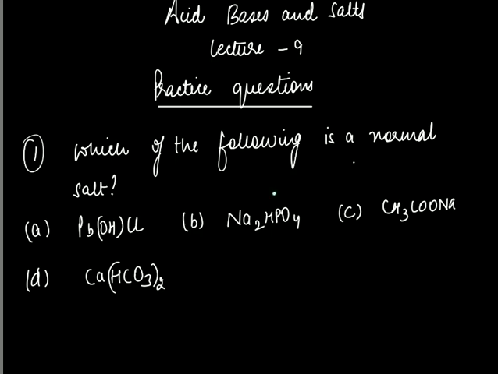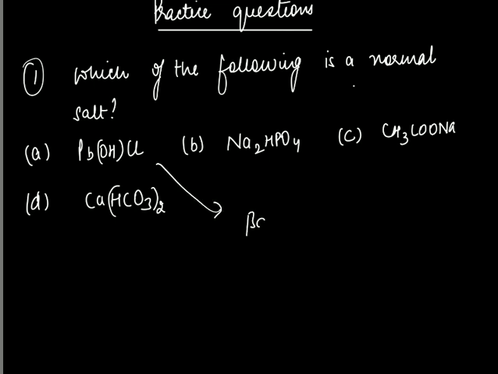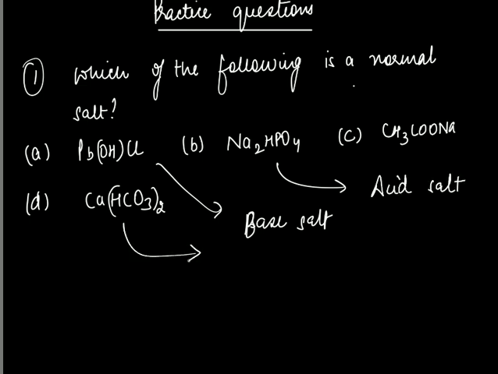Now if you see these options over here, Pb(OH)Cl has a replaceable OH ion. This has a replaceable H positive ion. And this is calcium bicarbonate, which also has a replaceable H positive ion. Any salt having a replaceable OH negative ion is called a basic salt, so this is nothing but a basic salt. This is your acid salt because it has a replaceable hydrogen over here. This is also an acid salt only.